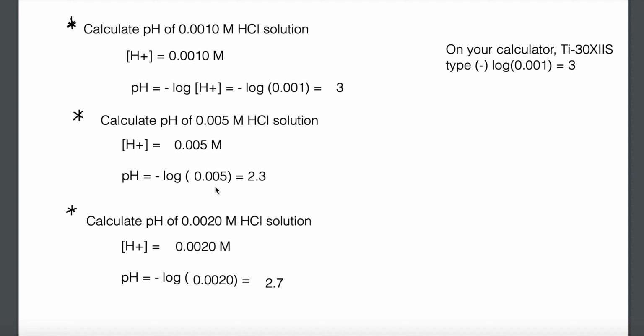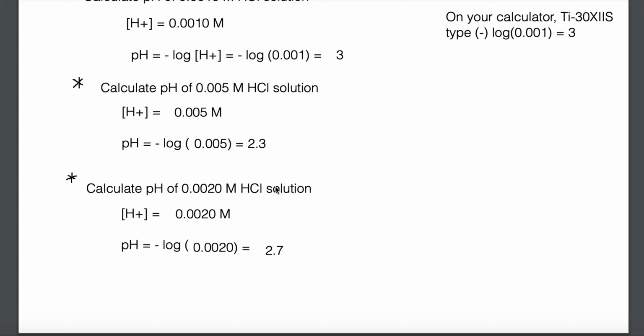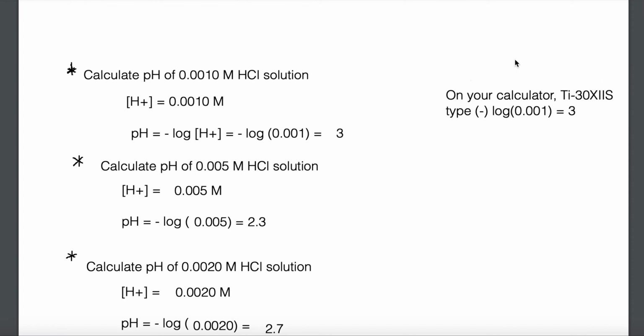Now, how about 0.005 molarity HCl, and that's the same as H plus. Take the minus log of 0.005, that gives us 2.3. That's also acidic because it's less than 7. Now, how about 0.0020? That's H plus again. Once we got an H plus, we just take a minus log of that, 0.002, and that will give us 2.7. And here's the hint how to put it in your calculator, TI-30 series.